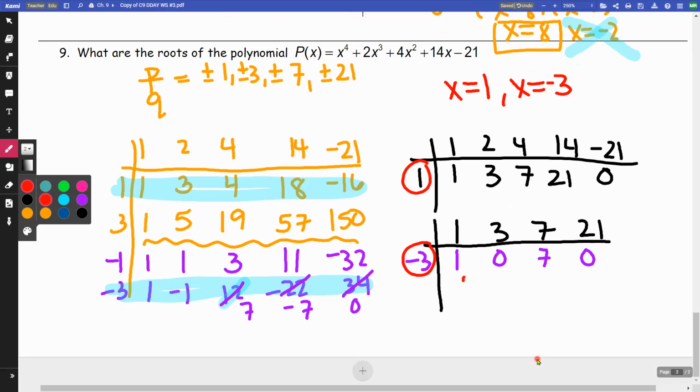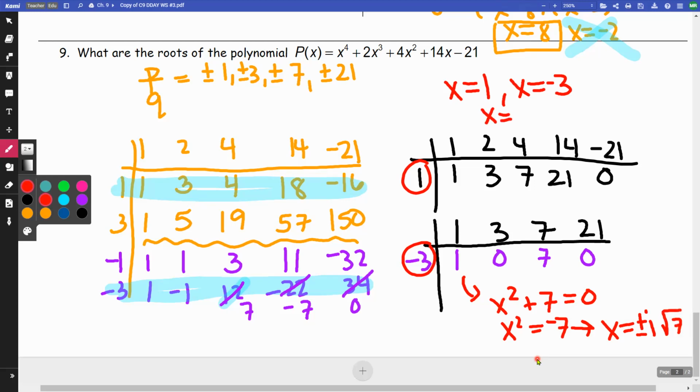Now I have from here x squared plus 7, because I have no x, is equal to 0. I solve that. So that's going to be x squared is equal to -7, which means my other 2 answers are going to be plus or minus, and I'm going to take the square root of a negative, which means I'm going to get an i root 7. So let me write them up here. The other 2 are going to be plus or minus i root 7. And that's the end. And I apologize for making 2 mistakes on number 9.